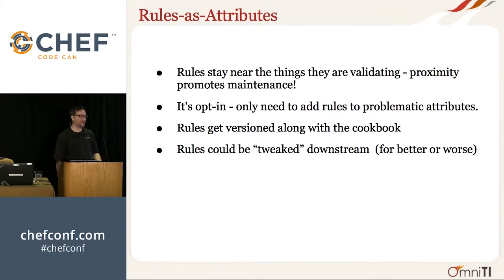The actual attribute validator cookbook is extremely small. All it does is install the gem and do basically what I described. The convergence time check does the same thing except in a Ruby block.